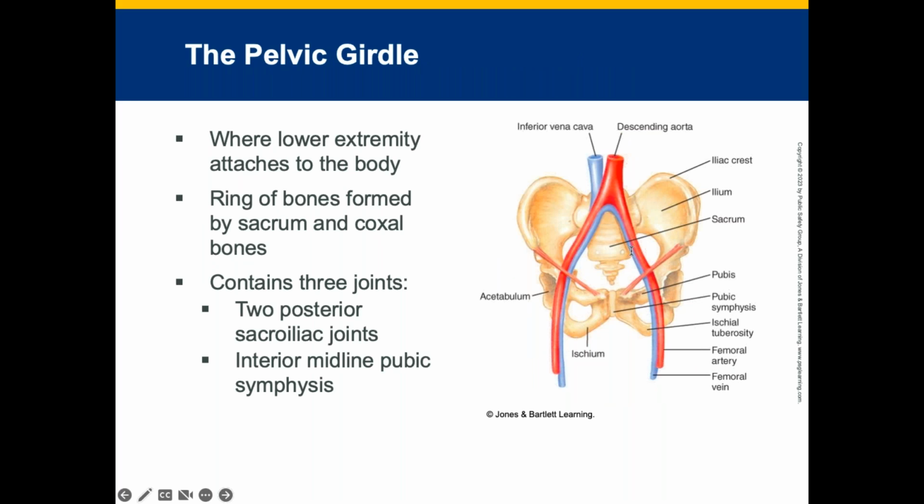With the pelvic girdle, where the lower extremity attaches to the body, as you can see, you have major arteries and inferior vena cava. You have the major ascending, descending aorta. This contains a ring of bones formed by the sacrum and the coxal bones. Each coxa consists of 3 fused bones of the ilium, ischium, and the pubis. So the iliac crest, ilium is a big part of the bone here. The sacrum is located here, right? The pubic bone or pubis is here. The symphysis pubis is what is located here, which connects the 2 together.